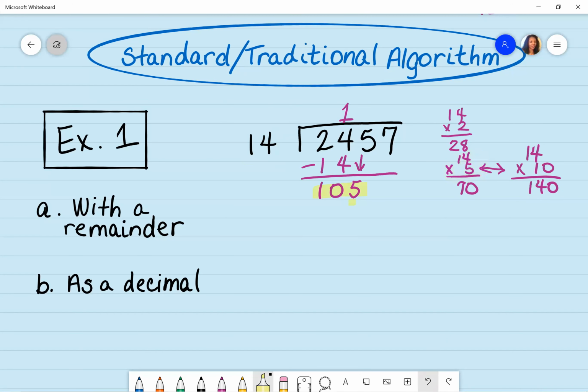So it's between 5 and 10. Okay, so it's not 70, but we have to go higher than that. So 14 times 6, well, that will equal 84. That's still too low. Let's see if I can multiply again. 14 times 7, that would equal 98. And now that's high enough. You can't go any higher. So then you would put the 7 above the 5, and then you would put the 98 below the 105, and then you would subtract them, and that would be 7.